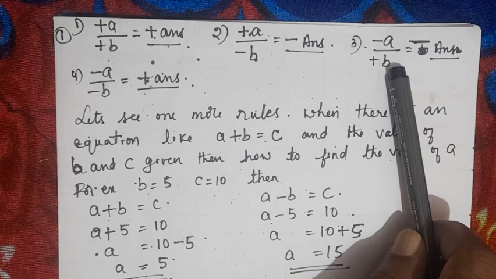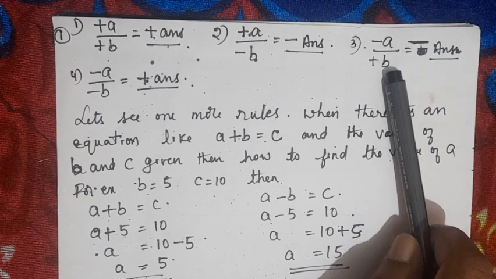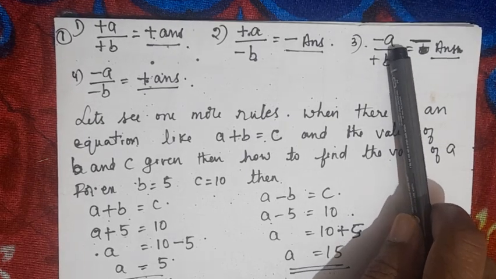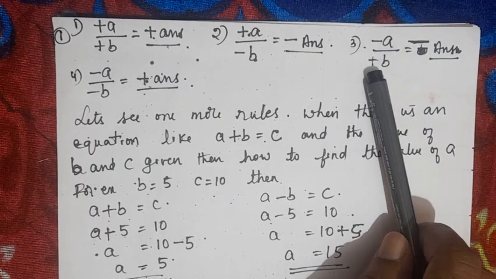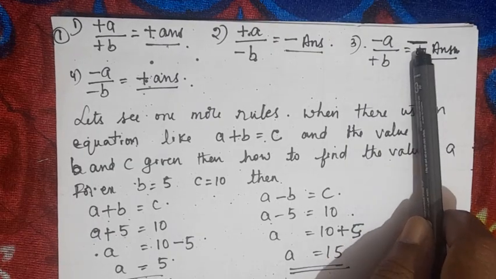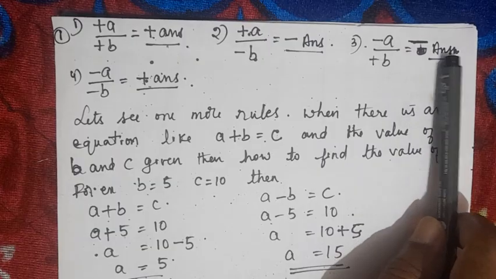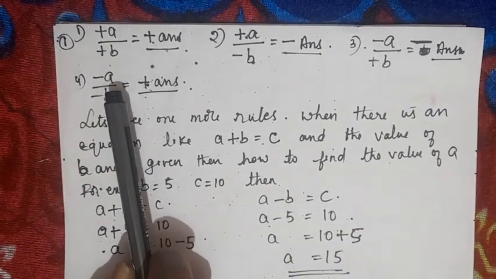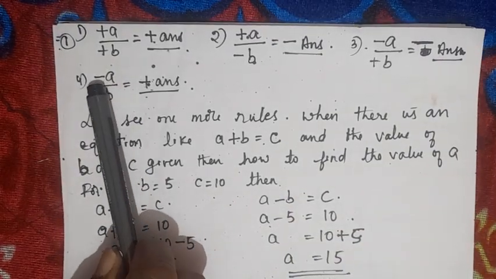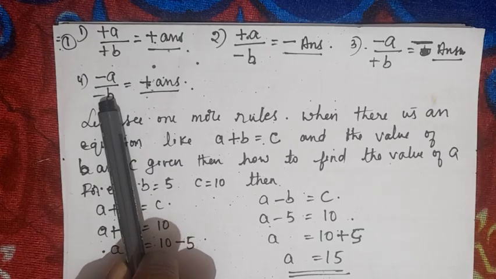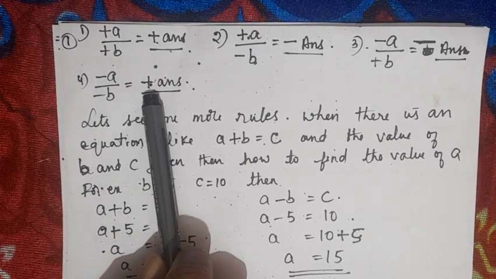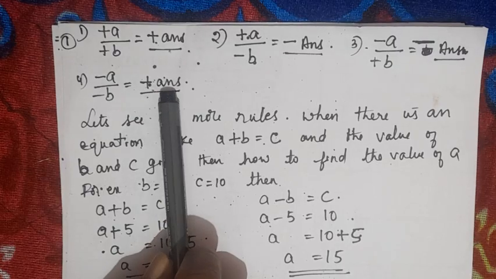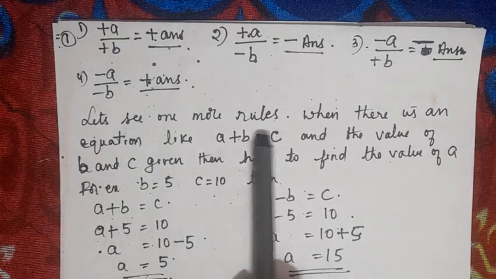And the next is, when you divide a negative integer by a positive integer, that is minus a divided by plus b, the answer should be minus. And the next one, when you divide a negative integer by a negative integer, that is minus a divided by minus b, the answer should be positive, plus. Let's see one more rule.